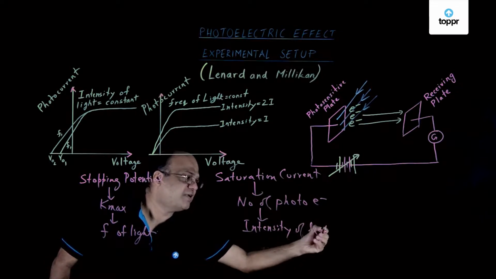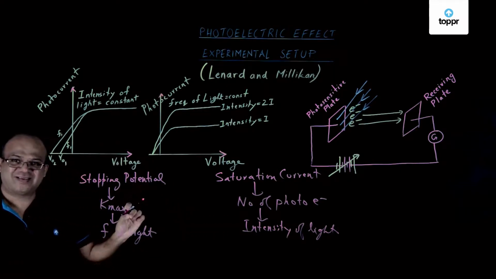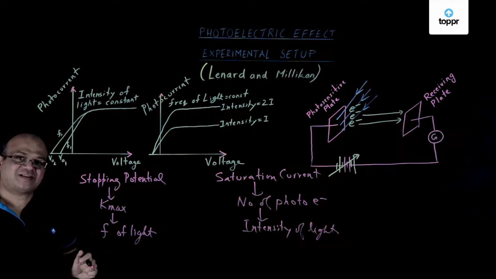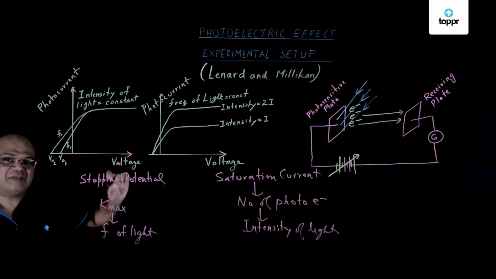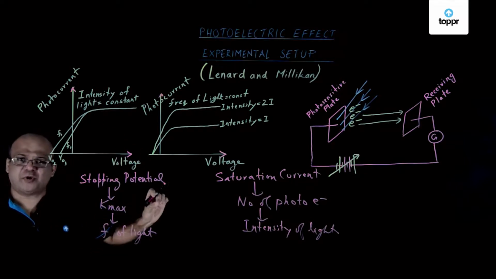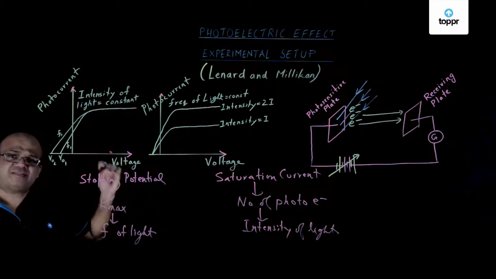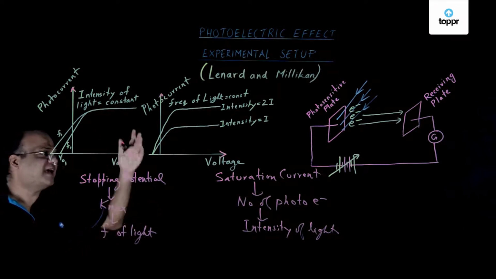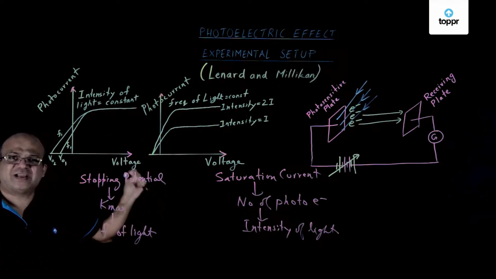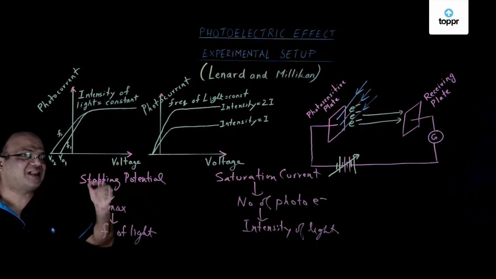These were very important observations. Based on this, the particle theory of light came. Einstein used these results to give the particle theory of light, which we are going to discuss in detail. Stopping potential, which is a measure of K max of photoelectrons, depends on frequency of light. Saturation current, which is a measure of the number of photoelectrons, depends on intensity of light. Please remember this very, very clearly.